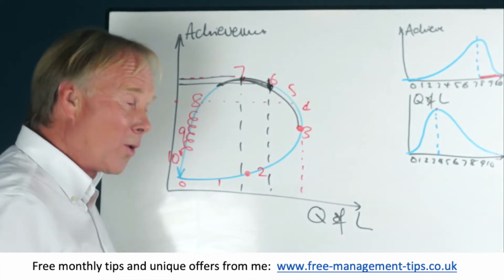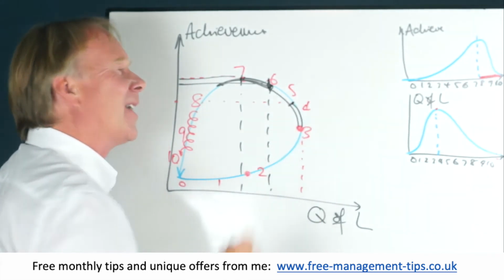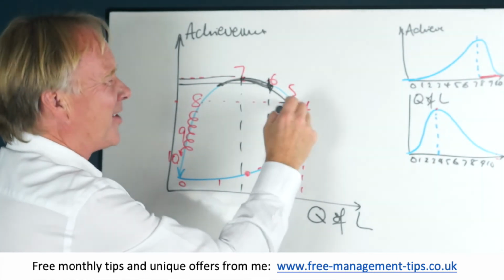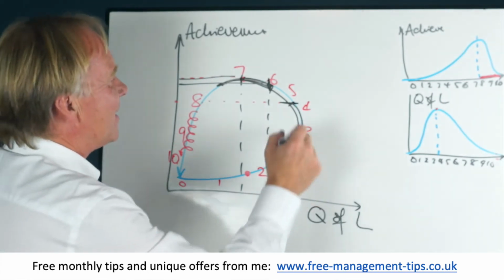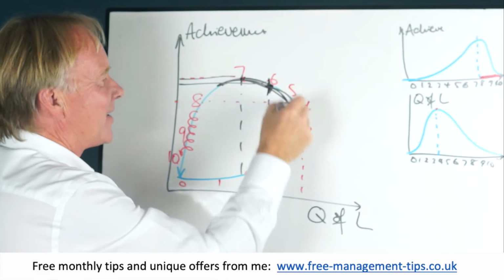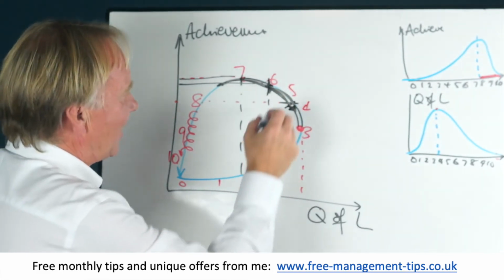And similarly, if you're a quality of life maximizer, why not just sacrifice a little bit and go up to 4? Because you get a lot more achievement for only a small drop in quality of life. So it seems to me that it would be sensible to be between 4 and 6. So that's the first thing. Okay, between 4 and 6.